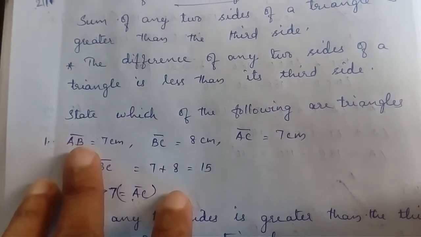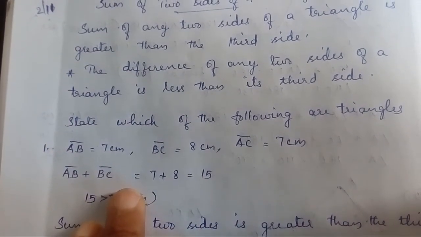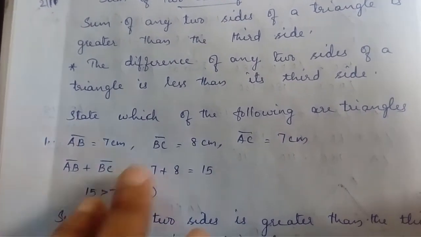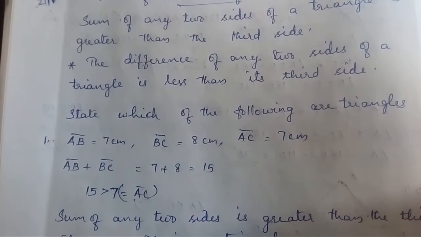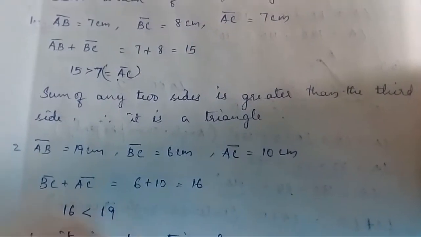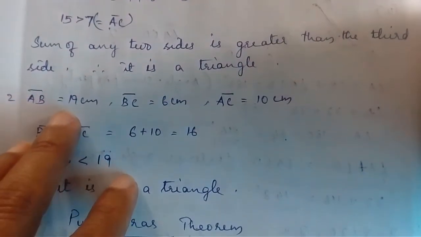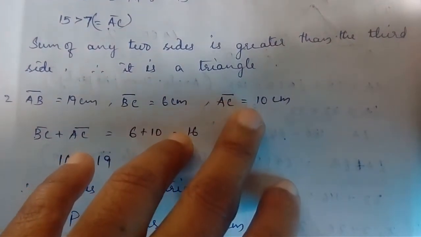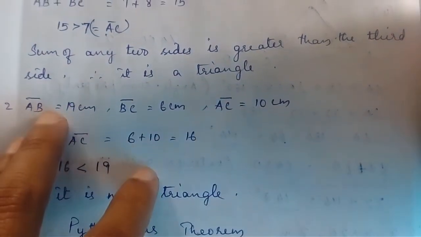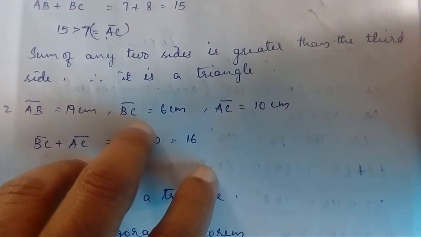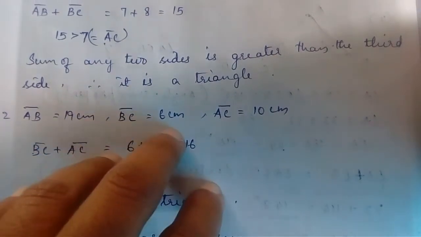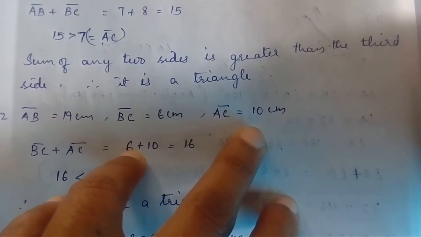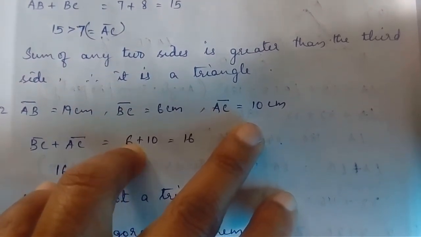So in all the cases we took, we can see that the sum of any two sides is greater than the third side. So these measures belong to a triangle. Then if we are considering another set of measures, AB equal to 19 cm, BC equal to 6 cm, then AC equal to 10 cm. First we are considering AB plus BC, any two sides. 19 plus 6, 25, which is greater than AC. Okay, 25 is greater than 10. So in the first case it is okay.